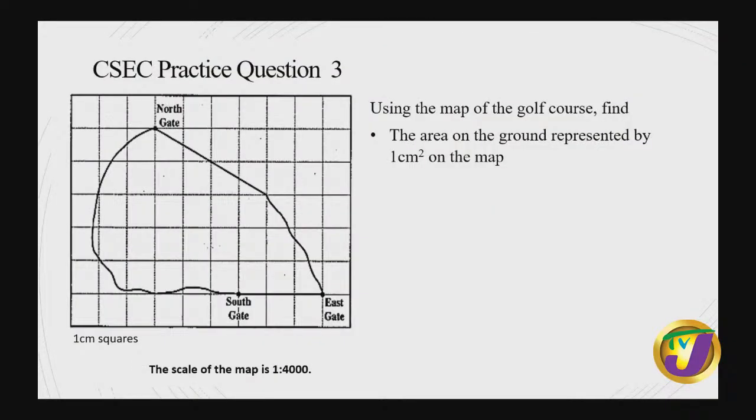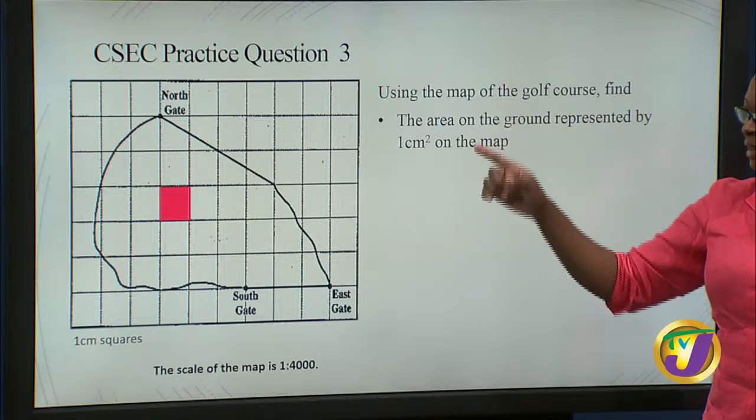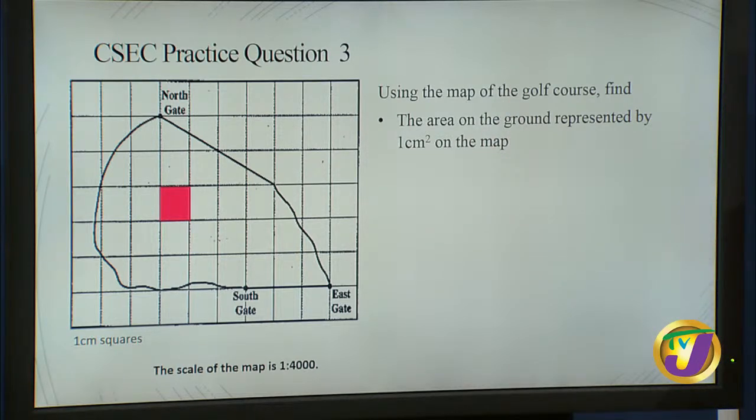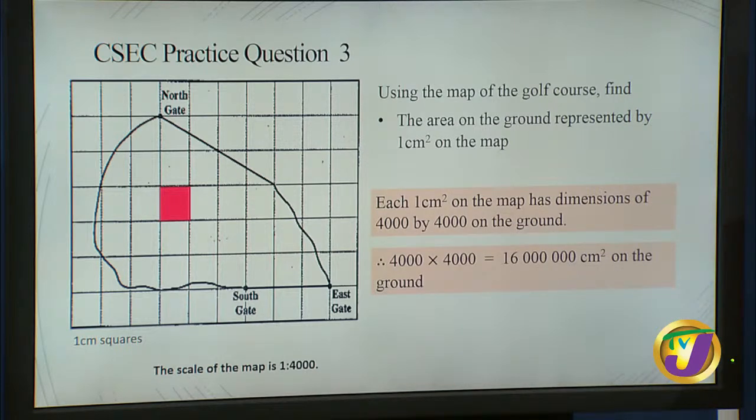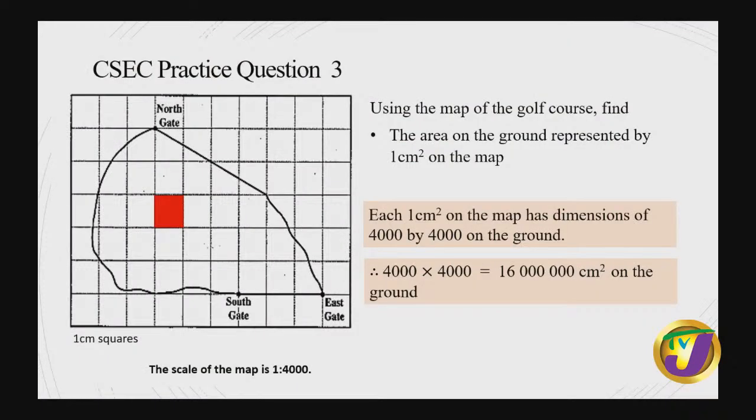That's right here. And so what they're actually asking is the area on the ground, on the earth, that this shaded region would represent on the map. If we're talking about area on the ground, it is our actual area that we're trying to find. So on the map, it is 1 square centimeter. What is it on the ground? What is it in real life? To get 1 square centimeter, we use the dimensions 1 centimeter by 1 centimeter. So in order to do that, we have 4,000 multiplied by 4,000 on the ground. And of course, we get this beautiful 16 million square centimeters on the ground.